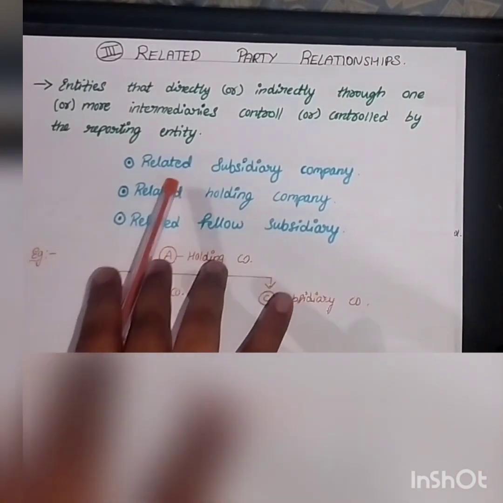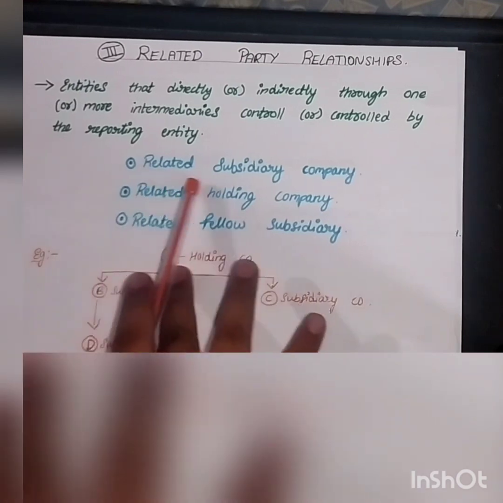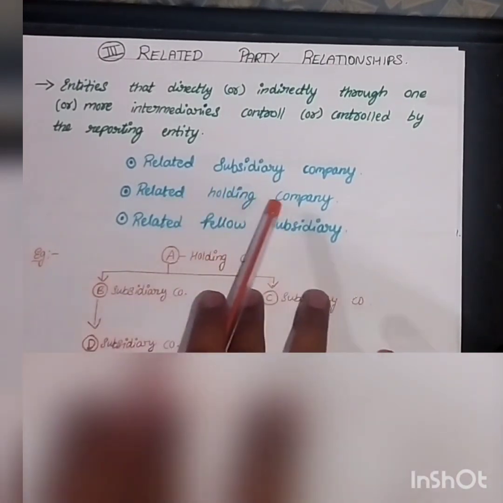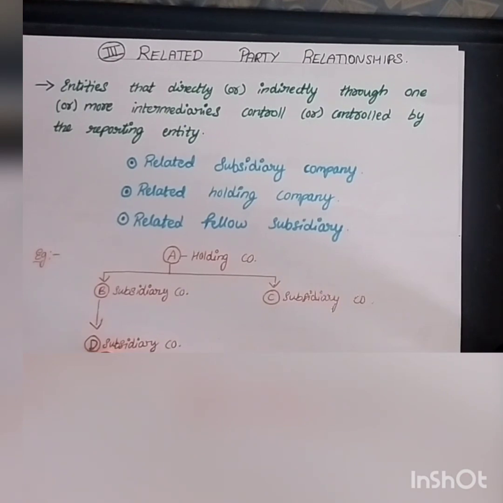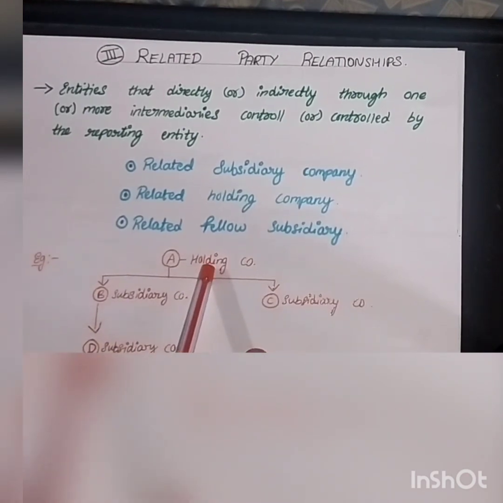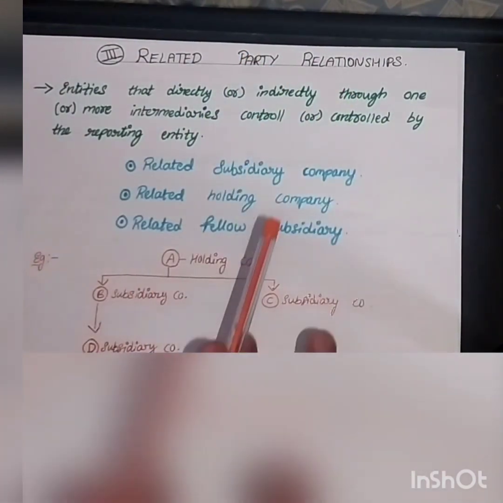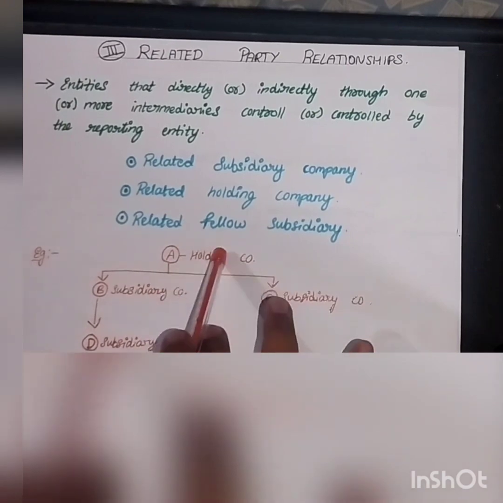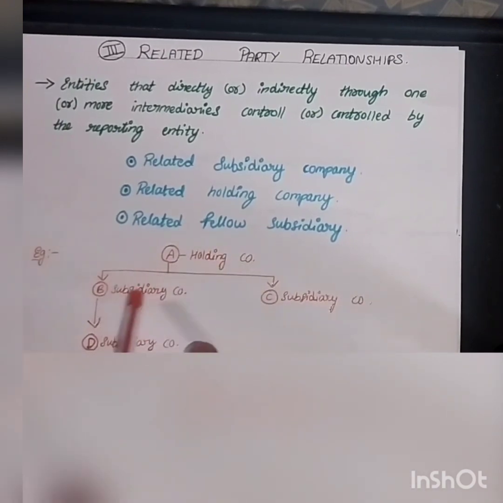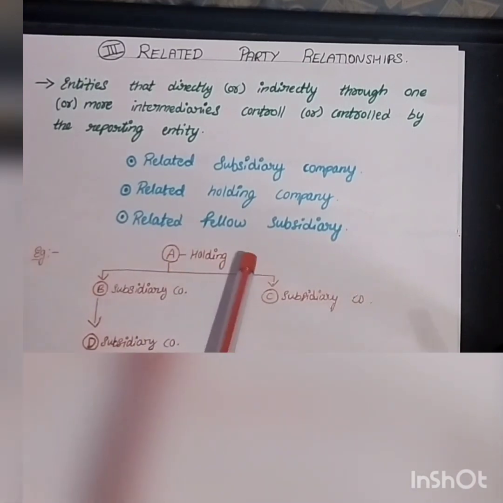So here you can relate with these three terminologies: related subsidiary company, related holding company, and also related fellow subsidiary company. Either the holding company or subsidiary company directly or indirectly controls, or is controlled by, the holding company. In all these cases, it is called a related party relationship.